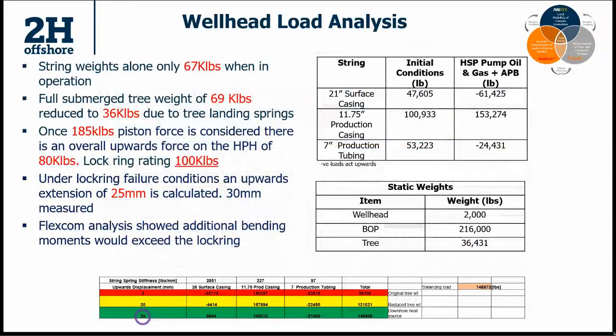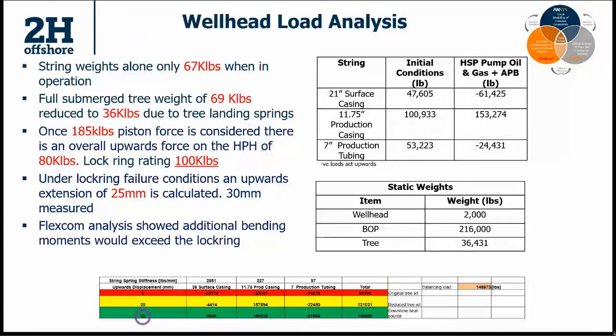When we did the load analysis, it's quite surprising actually. Given the temperature profile of these wells, you would never have thought that the wellhead would be in an upthrust condition. But we calculated that only 67 kips of downwards force was in the strings. The submerged tree weight was reduced from 69 kips to 36 due to those tree landing springs. There was a large piston force, 185 kips of piston force.